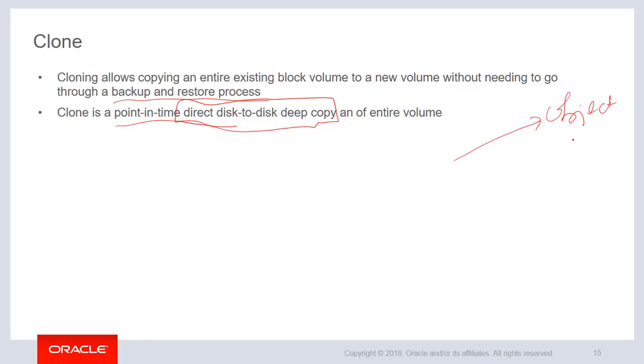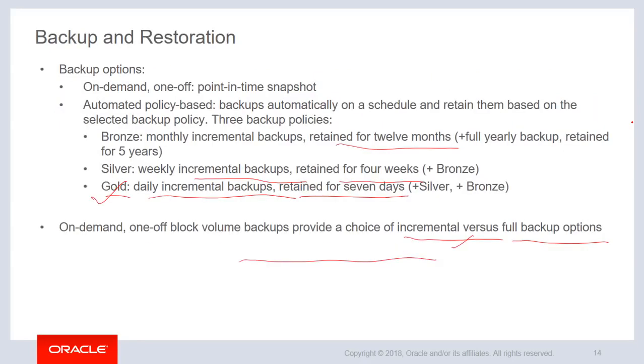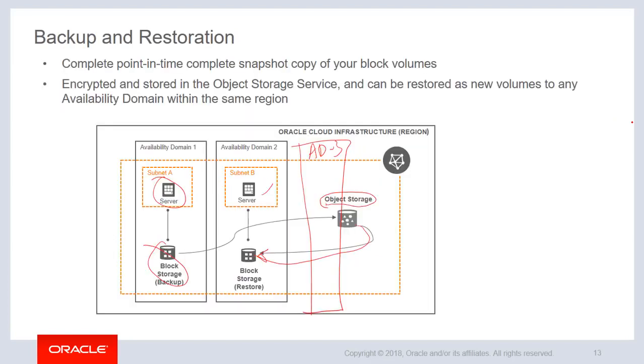In the previous slide we saw, if I go back a couple of slides, that the backup is actually taken to the object storage, and you restore from this object storage to another AD. You could create a new volume, or in the same AD you could restore here as well. You actually involve an object storage in between.